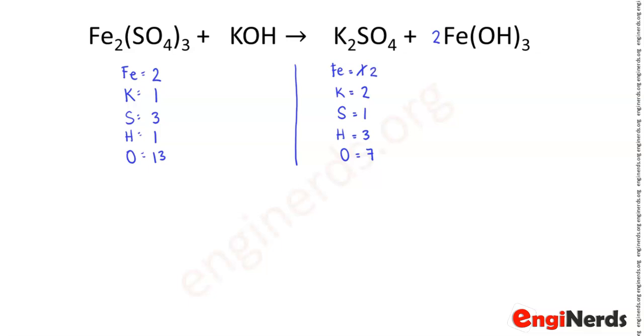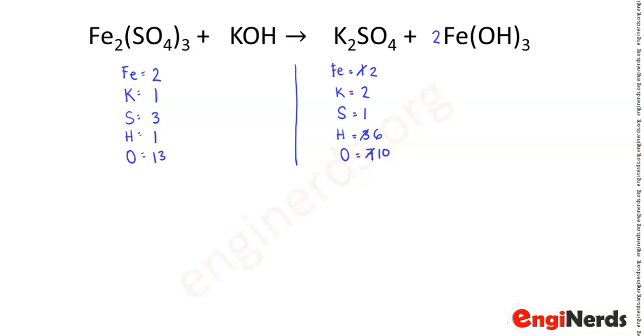Kaya lang, maapektuhan ang ating oxygen at ang ating hydrogen. So, ilan na ang hydrogen natin ngayon sa product? We have total of 6. And then, ilan na yung oxygen natin dito sa product? We have 3 times 2, which is equal to 6, plus 4, this is equal to 10. Okay?